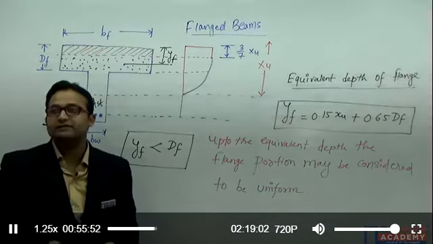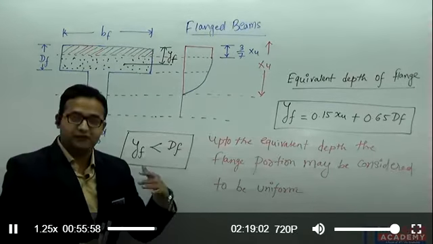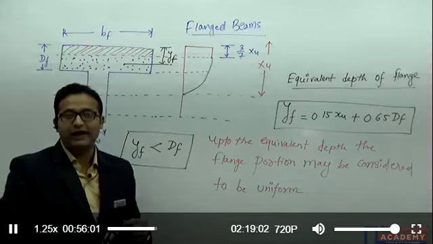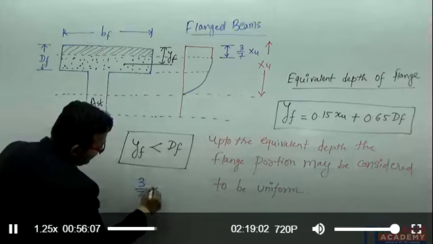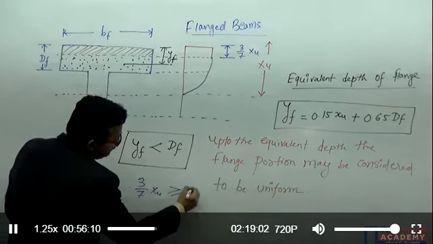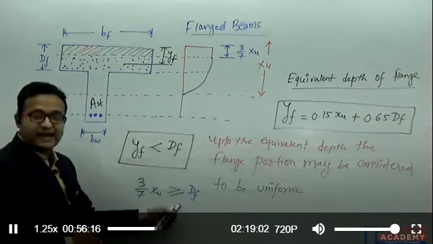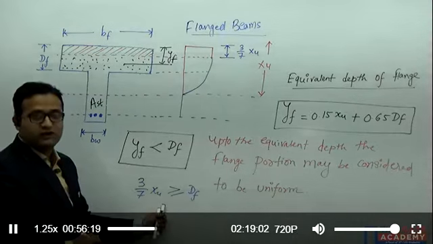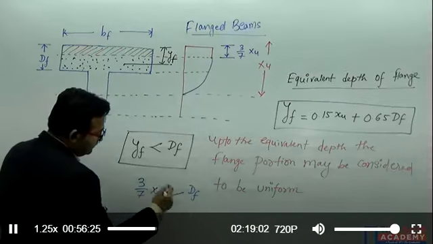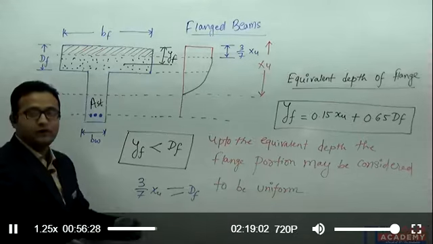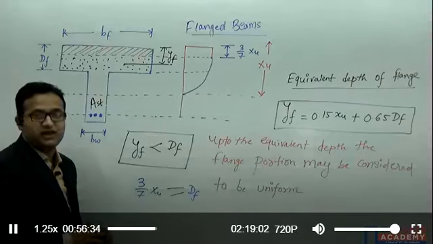Vinay is asking one question, why is YF not equal to 3 by 7 of XU? So it may be equal to 3 by 7 of XU, sir. In the case 2.A, your 3 by 7 of XU may be greater than or equal to the depth of flange. So, in this case, your flange is uniformly stressed. So, it may be equal. Up to here, you can draw. 3 by 7 of XU may be equal to the depth of flange. Means your flange will be considered to be uniformly stressed.